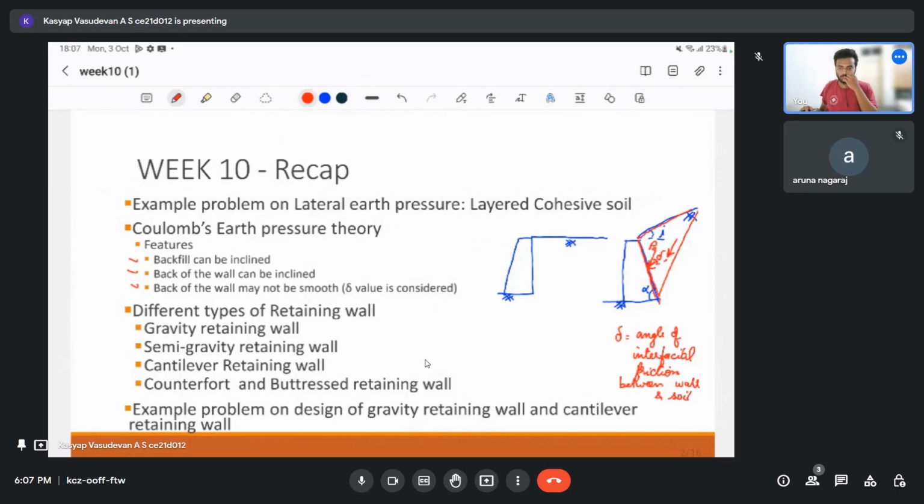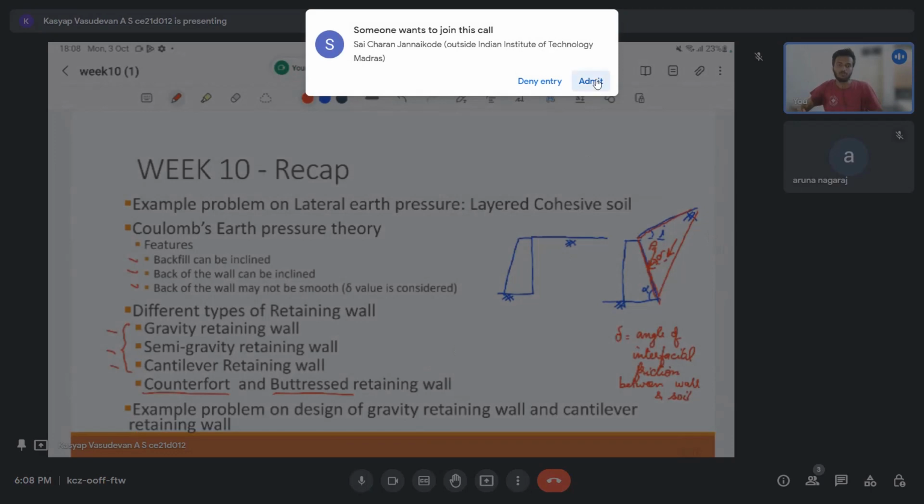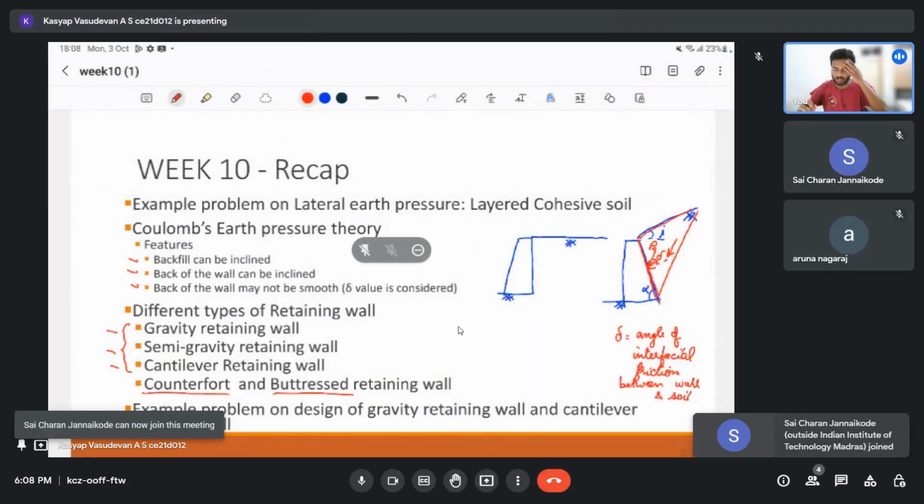and after discussing Coulomb's theory, we proceeded with different types of retaining walls. These types are based on the resistance provided by the retaining wall, whether it is from the self weight, gravity, or whether it is from the beam action, or the frictional resistance of the stem of the retaining wall. On the basis of that we can divide them into these three, and whether it is a counterfort retaining wall or a buttress retaining wall. So this is on the basis that when we have to retain a higher backfill, we will have to come up with either a counterfort wall or a buttressed wall. We will see a few pictures in the next slide.